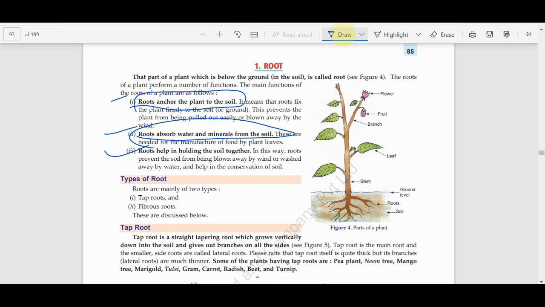And third, roots help in holding the soil together. As we know, if the soil is not held together, it can be easily washed away if there is heavy rain or heavy wind. If strong wind or strong water flows, all the soil will be washed away. The holding process is generally done by the root systems. Roots hold the soil particles together. These are the major functions of the roots.